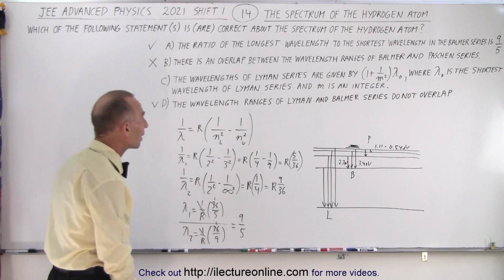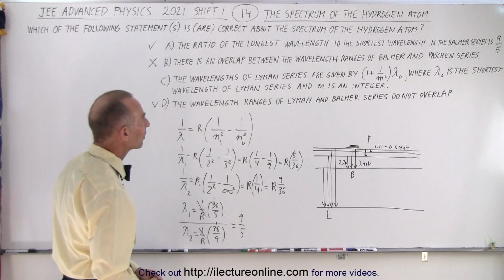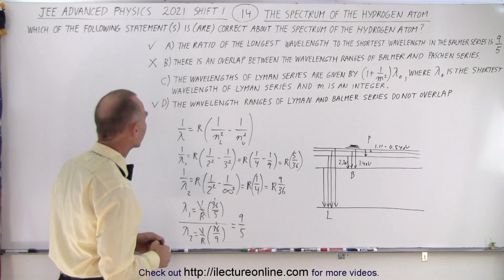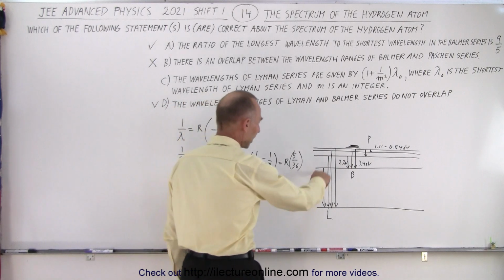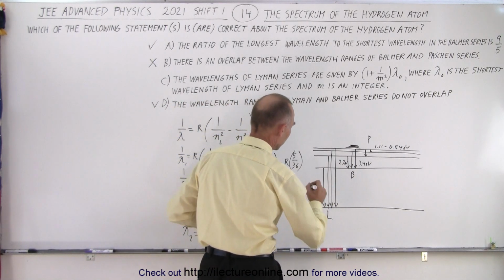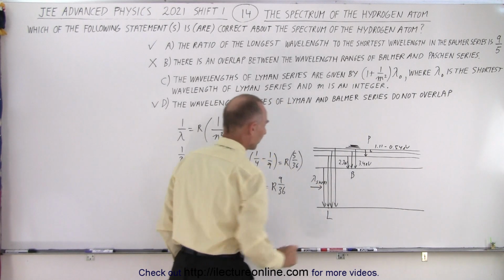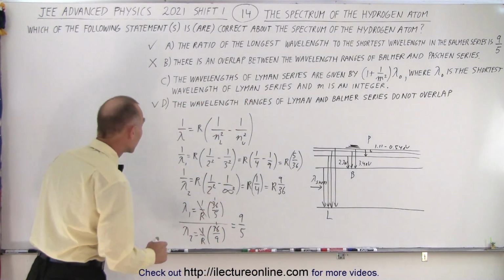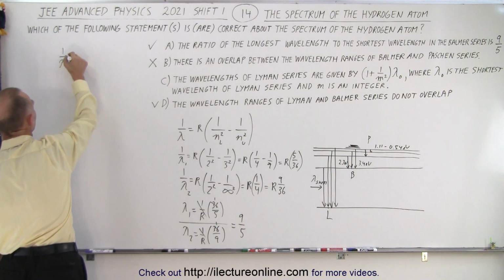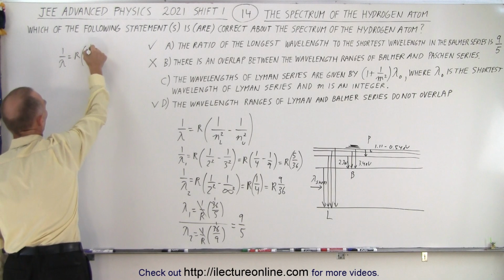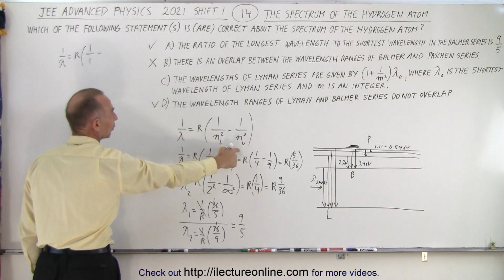The wavelengths of the Lyman series are given by 1 over m squared lambda sub naught, where lambda sub naught is the shortest wavelength of the Lyman series, and m is an integer. So here we have the Lyman series. This here will give us the jump for the shortest wavelength. That's going from 2 down to 1. And so when we take a look at that, we can say that 1 over lambda is equal to R times 1 over the lower limit, which is 1, minus 1 over 2 squared.